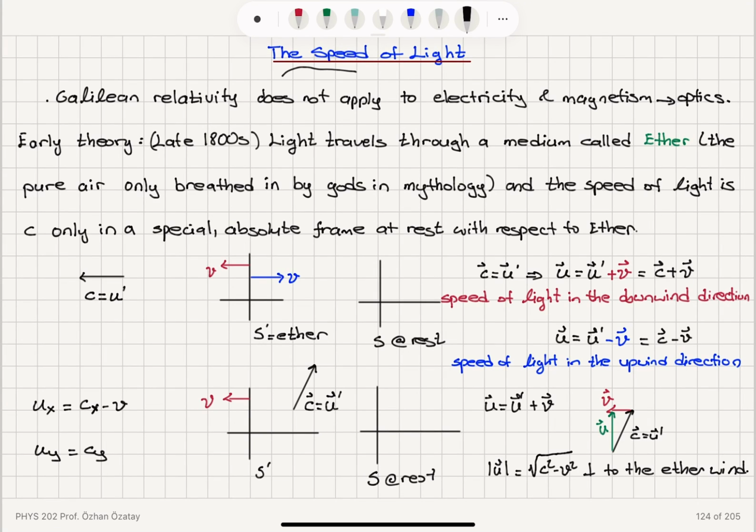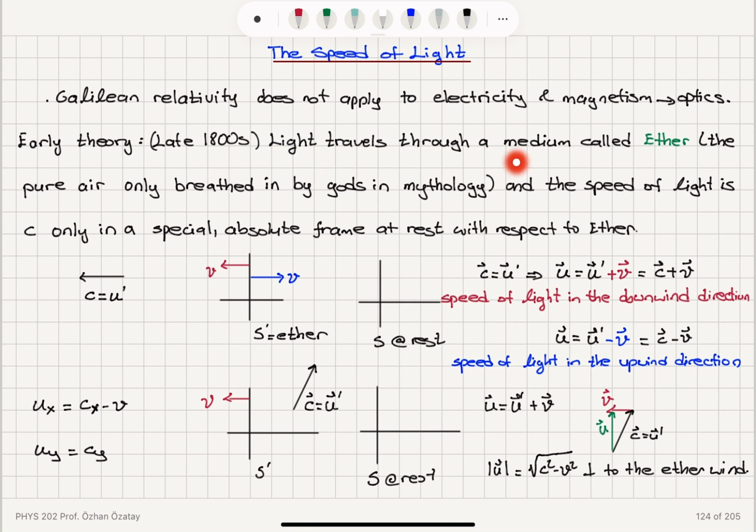The speed of light. Now, Galilean relativity does not apply to electricity and magnetism and optics. And we had an early theory in the late 1800s. Basically, we know from our study of wave mechanics that mechanical waves require a medium to propagate. So the idea is based on this.